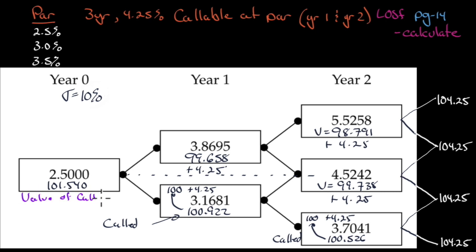So what is the value of the call? Now, the straight bond was 102.114. This bond is 101.540. So that's 0.574. Versus when we had zero volatility, priced this out earlier, we got 0.407 for the call at volatility of 0%. So we can see that as volatility increased, the value of the call embedded in this bond has increased.